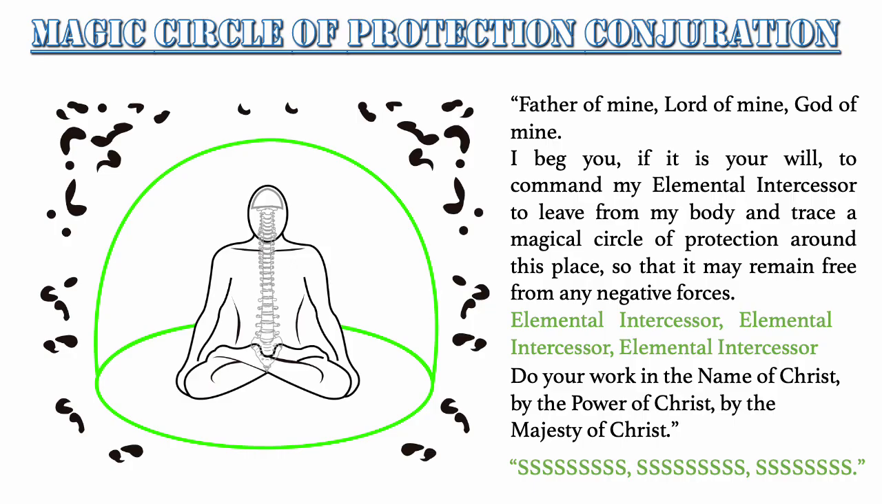Now imagine the elemental intercessor tracing a circle of green fire around the place where you are, moving in a clockwise direction while you mentally chant the mantra S 3 times, like this.